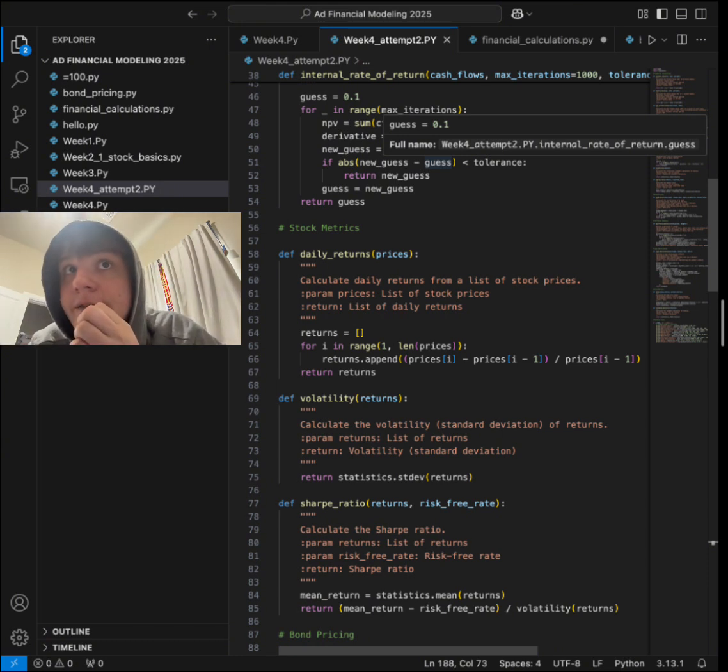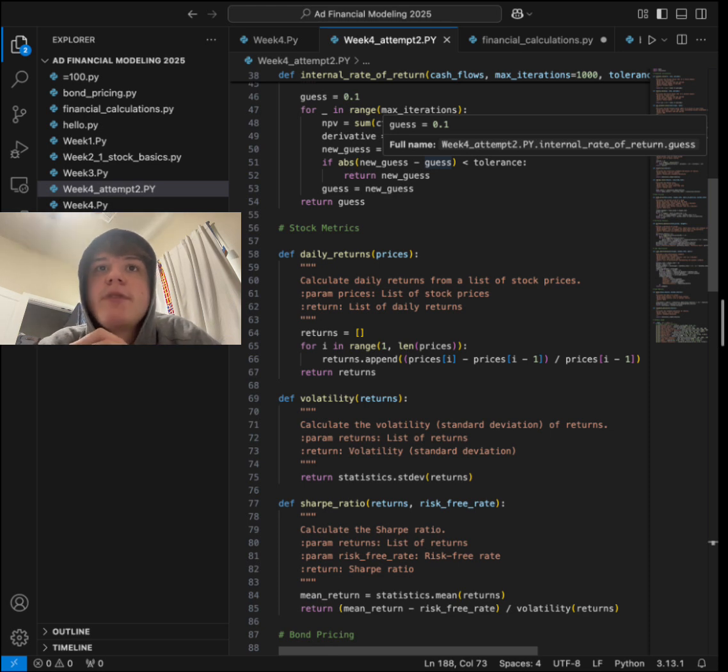Then derivative, obviously, equals sum, negative i times CF divided by 1 plus guess times i plus 1, for i, same thing, CF in enumerate cash flows. New guess equals guess minus NPV divided by derivative. And then if abs new guess minus guess is less than tolerance, return new guess, guess equals new guess, return guess. So now we need to look at stock metrics.